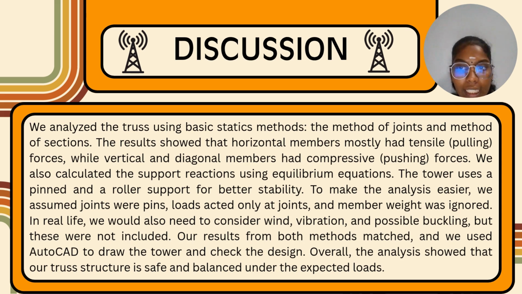To make the analysis easier, we assume that joints were pins, loads act only at joints, and member weight was ignored. In real life, we would also need to consider wind, vibration, and possible buckling, but these were not included. Our results from both methods matched, and we used AutoCAD to draw the tower and check the design. Overall, the analysis shows that our truss structure is safe and balanced under the expected loads.